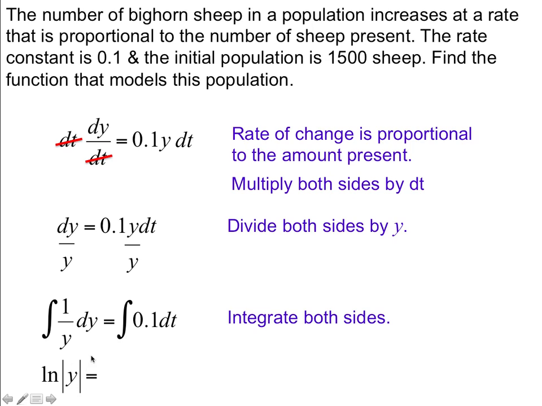So we have natural log of y equals, and then the antiderivative of that is going to be 0.1 t. And then, of course, since we're taking antiderivatives of both sides, we have a constant of integration. So this is the calculus. We're done with the calculus at this point. The rest of it is just working with a natural log expression and solving for y, which is what you've done in pre-calc.